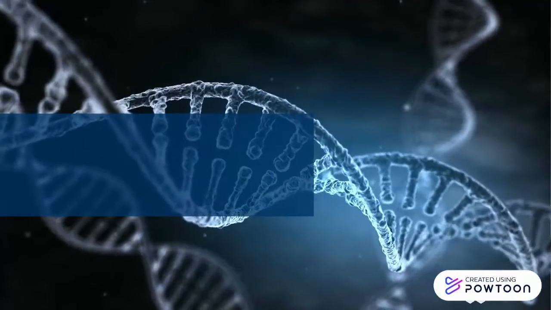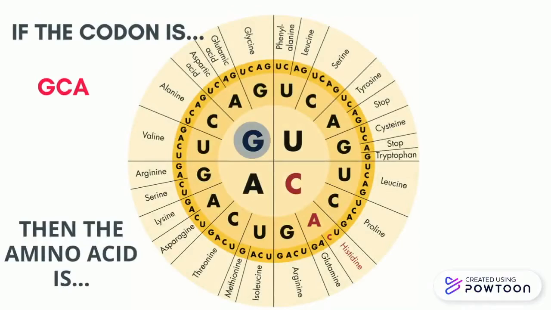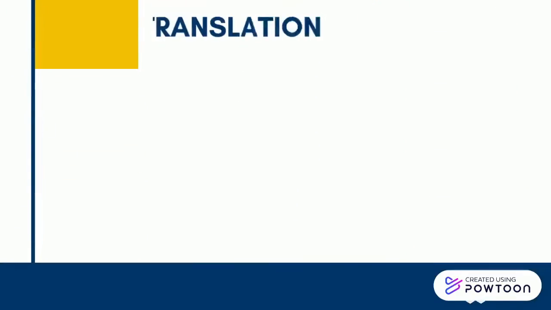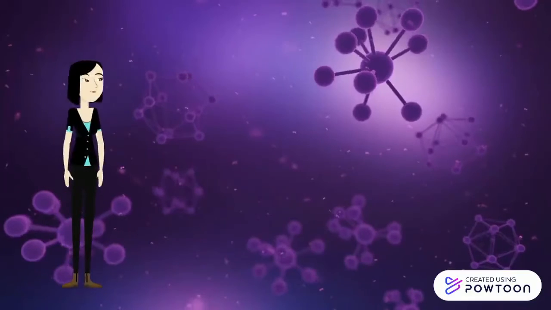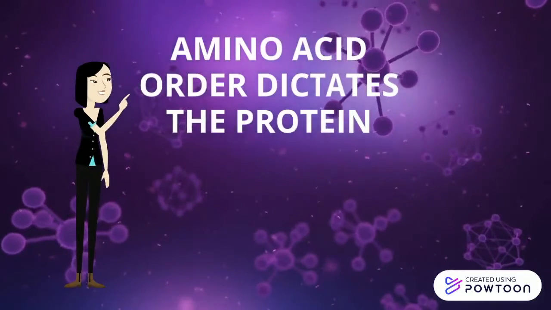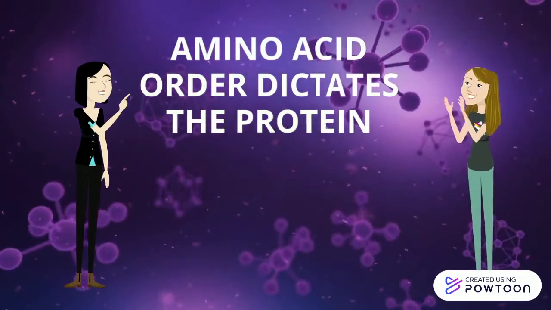Now it is time for the code to be translated into a specific amino acid sequence. mRNA is read 3 bases at a time, and using the genetic code, the correct amino acid is added. This process continues until a stop codon is read and the protein is complete. Remember, amino acid order dictates what protein is made by the cell, and that code is embedded in DNA.